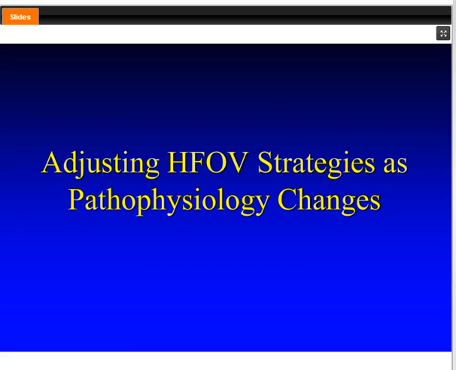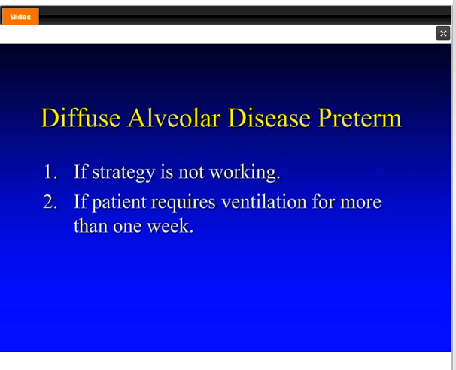Well, how do you adjust high-frequency strategies as pathophysiology changes? I think that becomes an equally important issue with what we're looking at and doing with it. All right, so you have diffuse alveolar disease in the preterm. So if the strategy is not working, what should you be thinking about? Or if this patient requires assisted ventilation for more than 1 week?